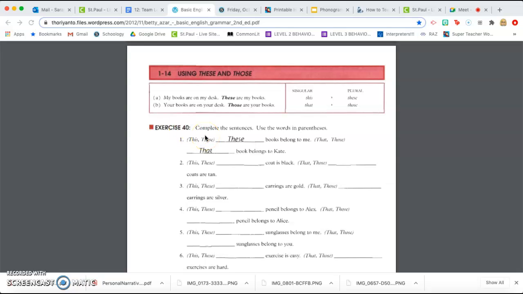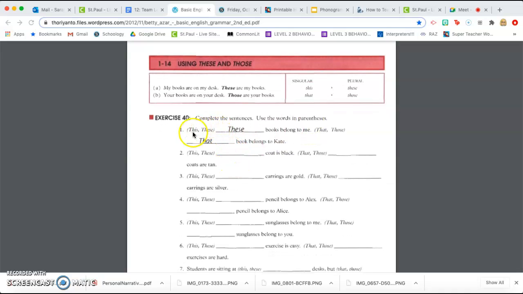It will be very brief today. You are going to complete the sentences. It's asking you to use the word in parentheses. Choose the best word to use, okay? So in this number 1, we have the choice between this and these. We have to decide what goes on the line. Blank books belong to me.